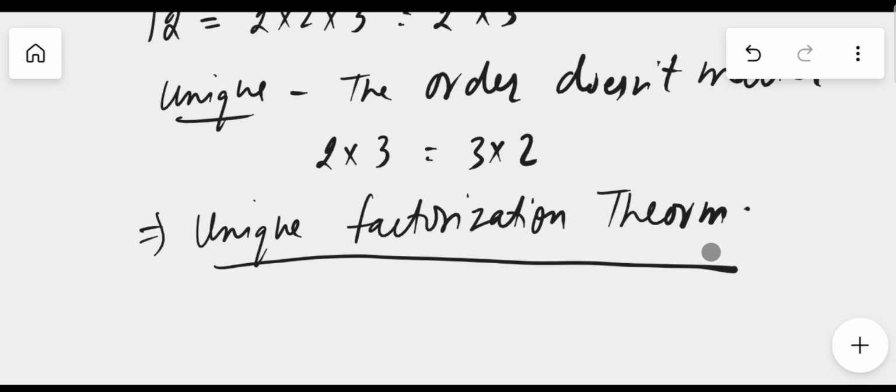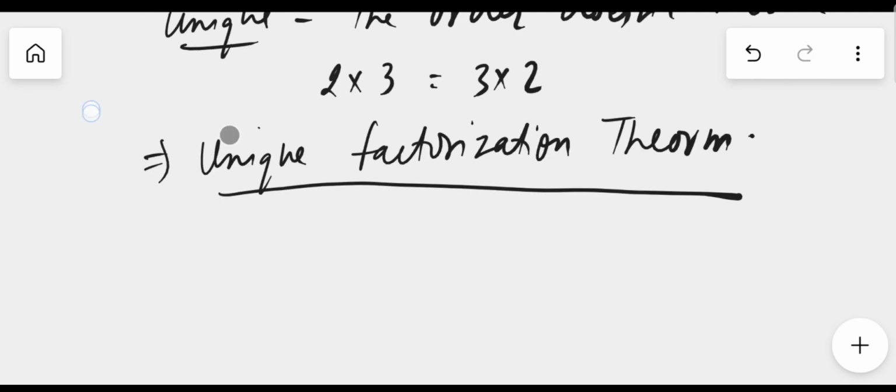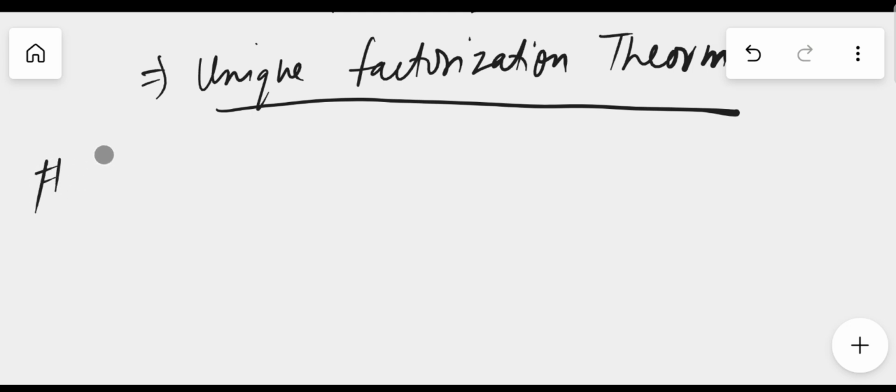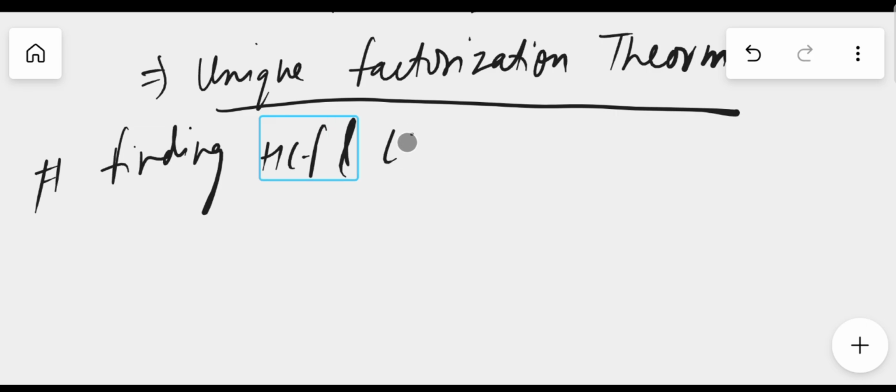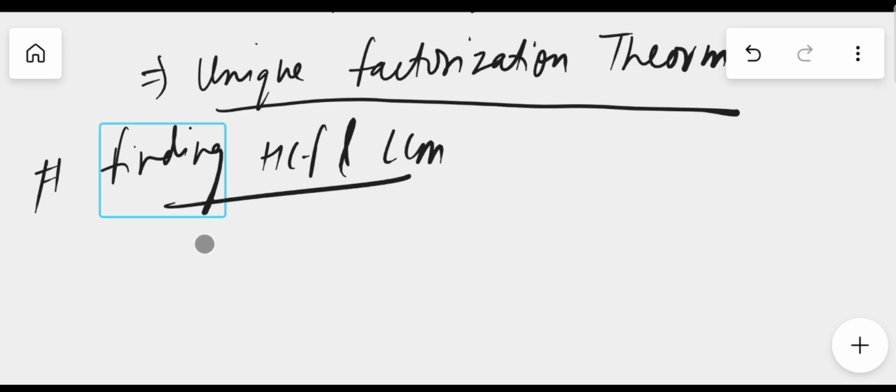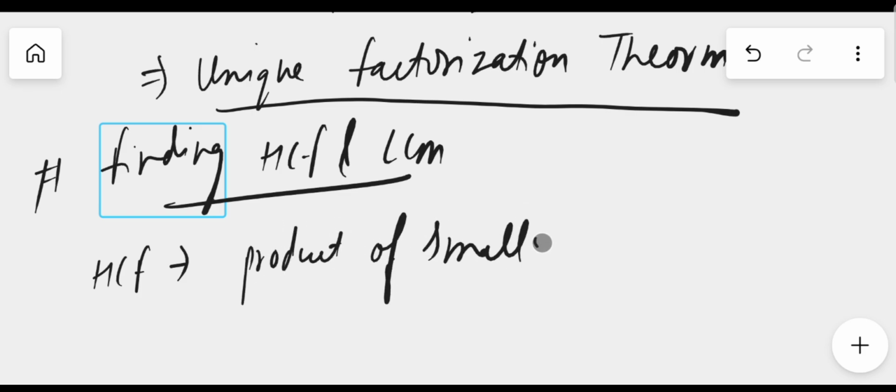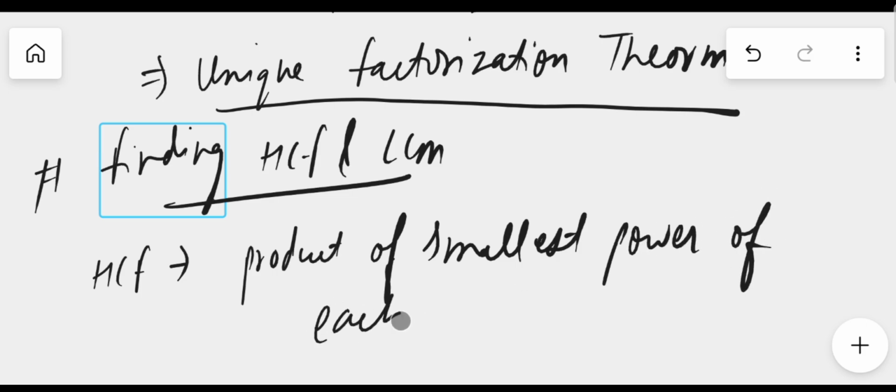So how do we use this theorem to find the HCF or LCM? The next topic is finding HCF and LCM. To find the HCF, we take the product of the smallest power of each common prime factor.